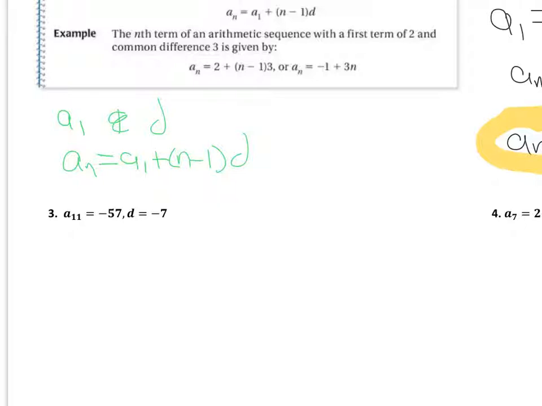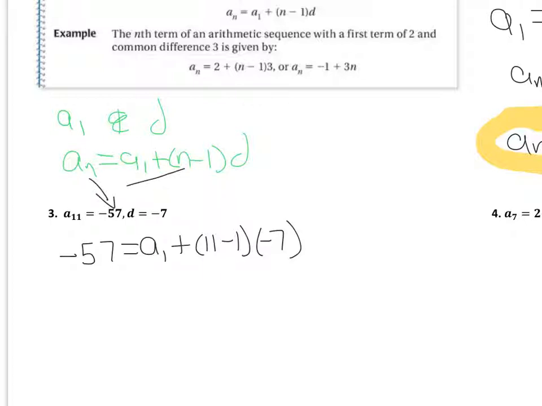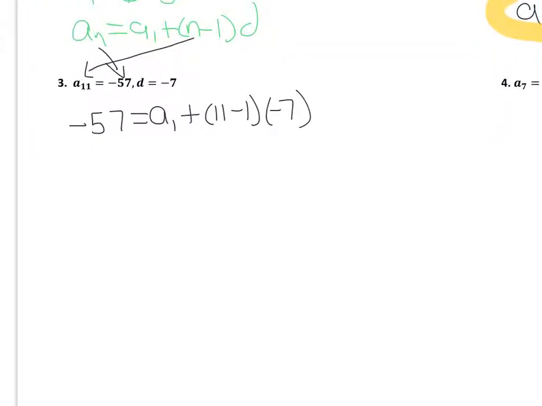Okay, but watch what I do here. Okay, so let's talk about what I just did. See how it says a sub n? Well, what did the 11th term equal? Negative 57. So this is the a sub n, and then the n is the 11. So that's what I substituted everything in. See how the only thing left now is the first term? So now we can solve for that first term.